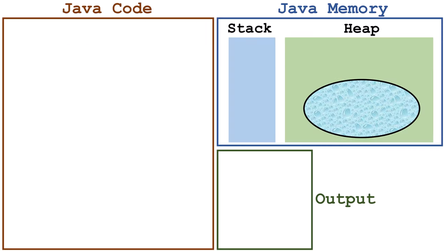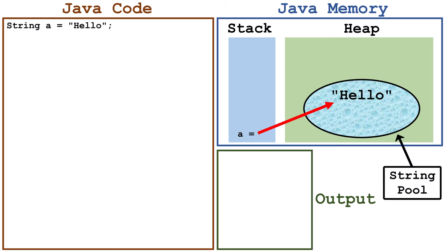We'll start by looking at the most common way to declare and initialize a string, which is to say String, the name of the variable, in this case a, and then set it to a string literal, in this case "hello". Java will place the variable on the stack and create a pointer pointing to the object on the heap. Typically, it will put it inside the string pool.